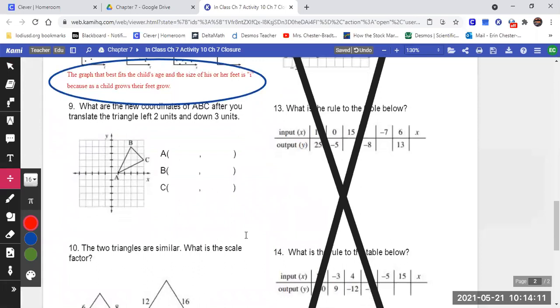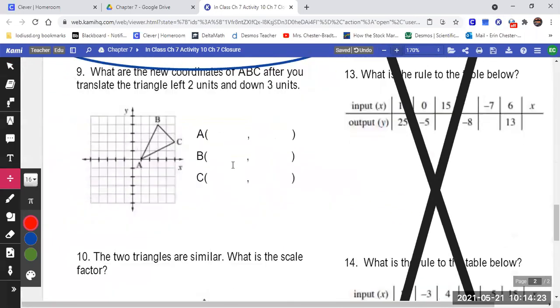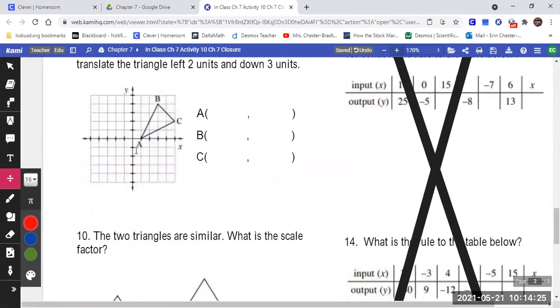What are the new coordinates of A, B, and C after you translate two units left and three units down? So first thing, we need coordinates. We need what is A, what is B, and what is C right now? Someone tell me A, someone tell me B, someone tell me C. Put it in the chat with its letter.